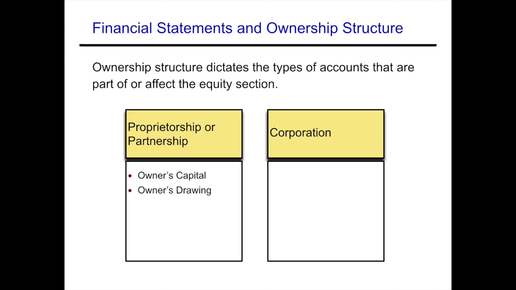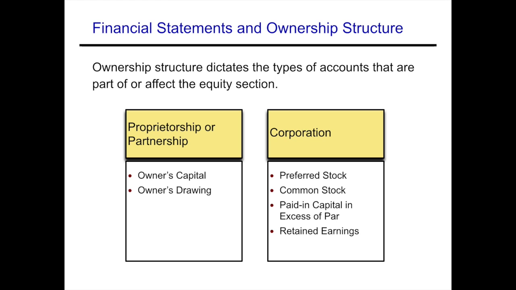In a corporation, you could have preferred stock, common stock, paid-in capital in excess of par, and retained earnings. So let's talk for just a second about paid-in capital in excess of par. That is when your stock is issued above the par value. Anything above the par value would be included in this paid-in capital in excess of par account.